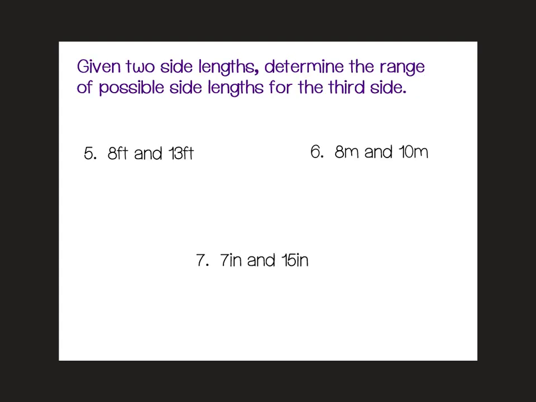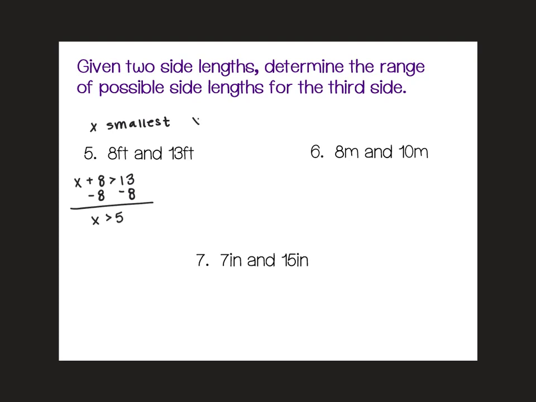This is just a couple more of those. It says, given the two side lengths, determine the range of the possible side lengths for the first side. So there are two setups. The first one is that x could be the smallest side. So what that looks like is x plus 8 has to be greater than 13. And then you solve. So x has to be greater than 5.